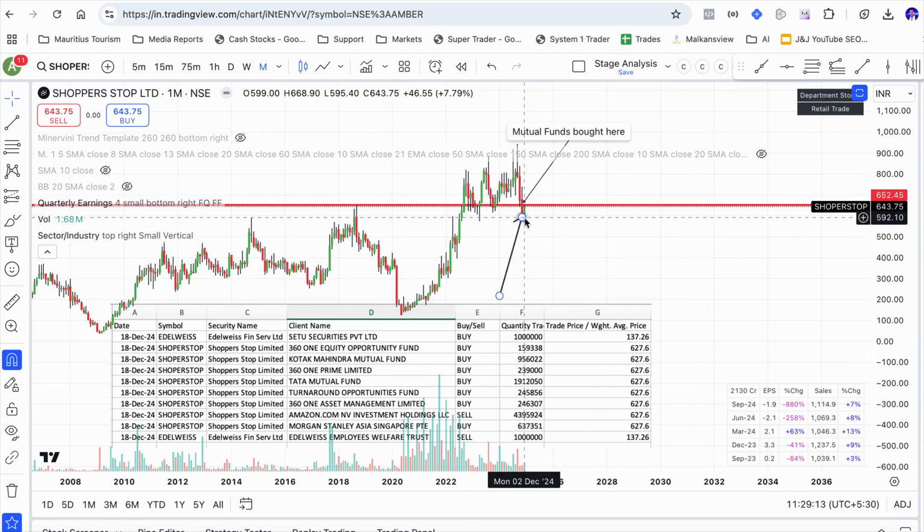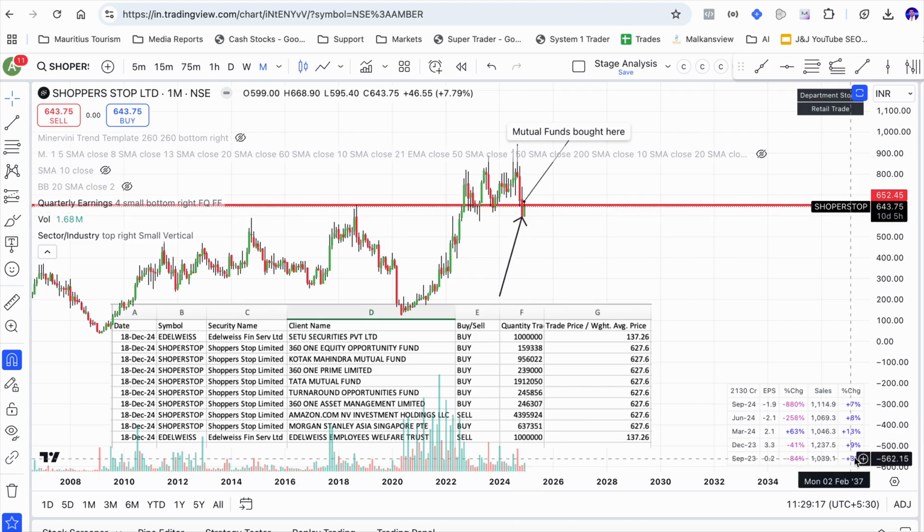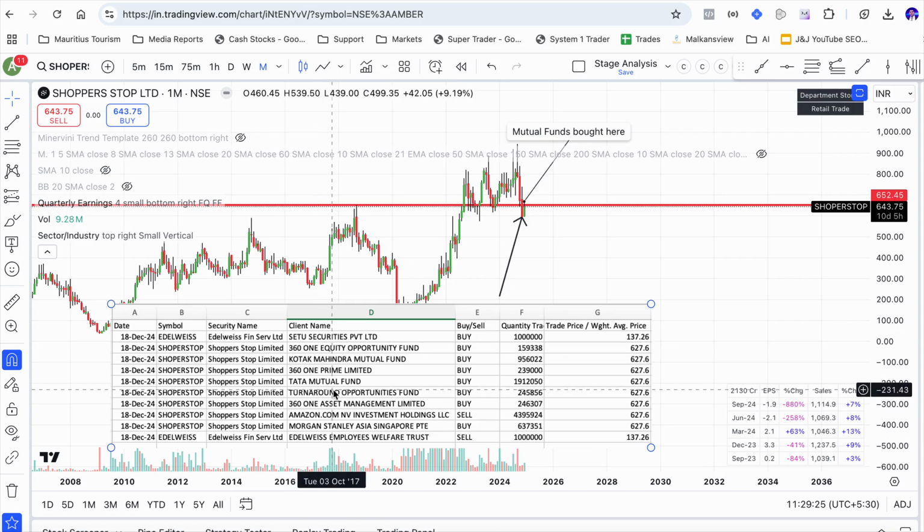Now, I have not bought this, but the point is I am only doing it for observing. Right now, earnings show minus 880%. I do not know whether this is going to go up or not, but mutual funds have seen something. I don't know what they have seen, but they have apparently bought huge quantities of Shopper Stop on 18 December, and it is somewhere over here.